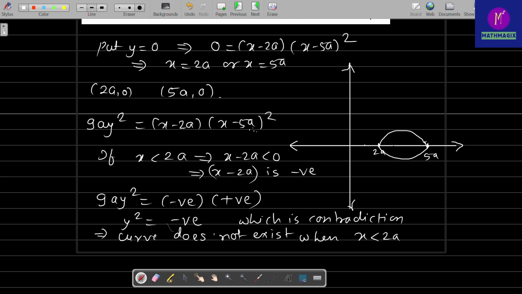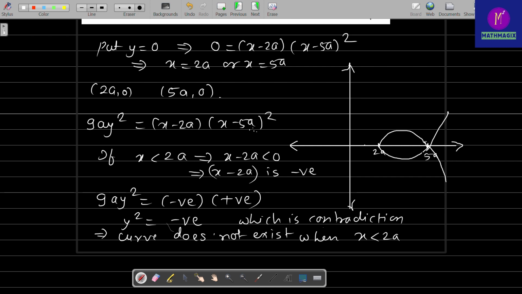So clearly if the curve does not exist on this side, then the tail of the loop is on the other side. That will be somewhere over here. Clearly the curve exists on the right hand side whenever x is greater than 5a, because whenever x is greater than 5a, x minus 2a will always be positive, (x minus 5a) square is always positive, therefore y square is positive. So definitely the curve exists whenever x is greater than 5a. So this is the way we can draw the curve.